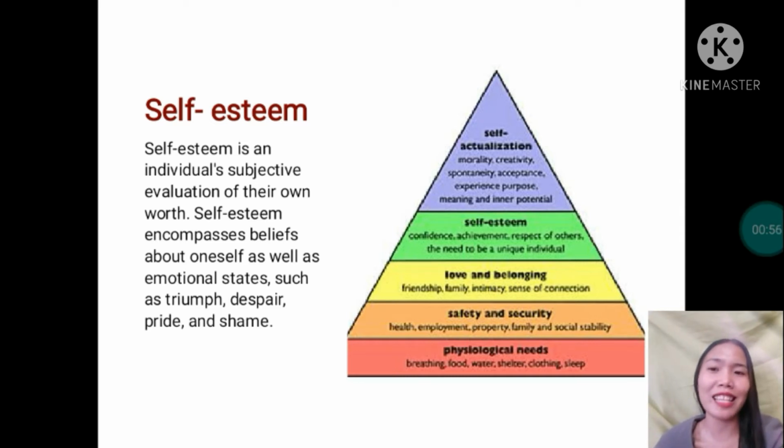So as you can see on the side, we have Maslow's hierarchy of needs. Self-esteem is involved there. And before you get that, you must go through the first steps. First one is physiological needs. Second, safety and security. Third, love and belonging. Fourth, self-esteem. And then lastly, self-actualization. So if you reach self-actualization, fulfilled ka na sa lahat ng ginagawa mo and accept mo na yung kung ano ka at kung sino ka.